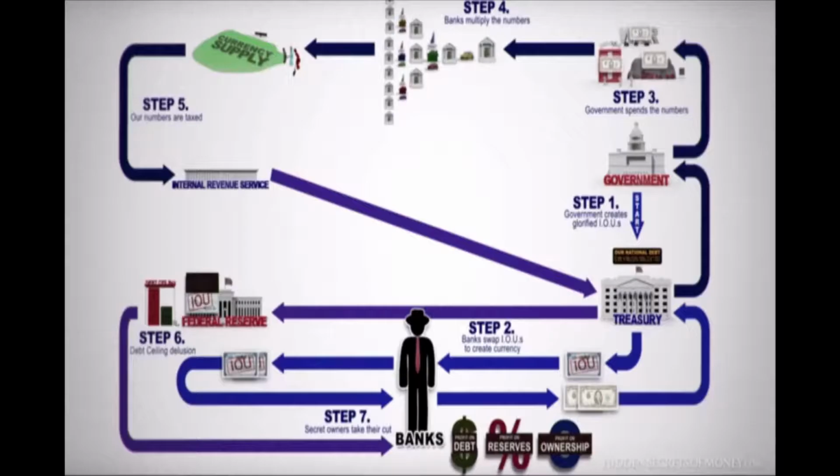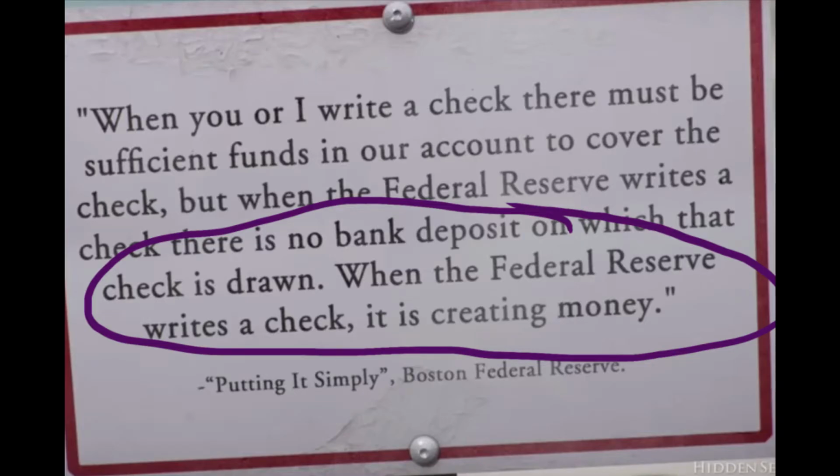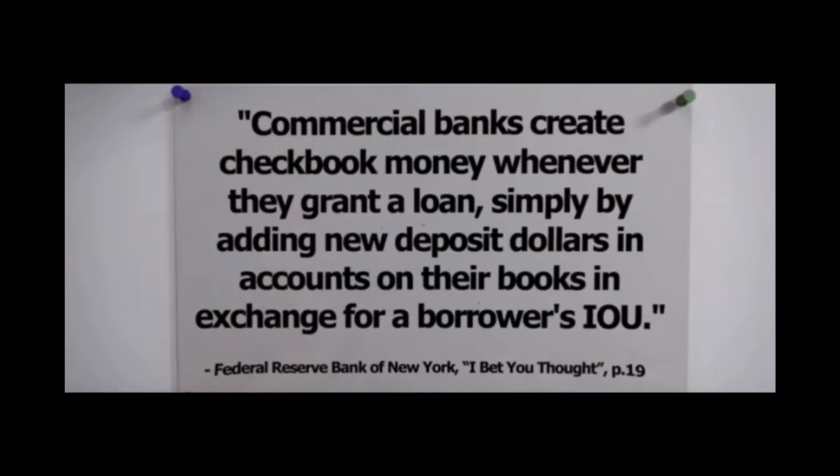It changed the rules of the US dollar, from the government creating US dollars to a private company named the Federal Reserve creating US dollars and then loaning them to the government. In their own words, when the Federal Reserve writes a check, it is creating money. And commercial banks create checkbook money whenever they grant a loan.